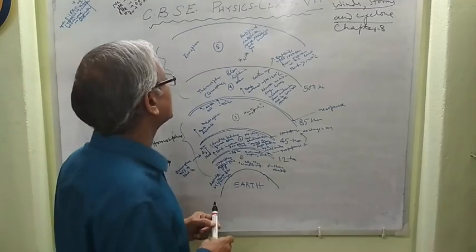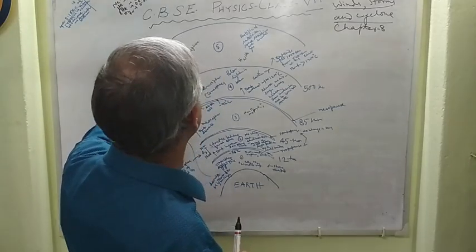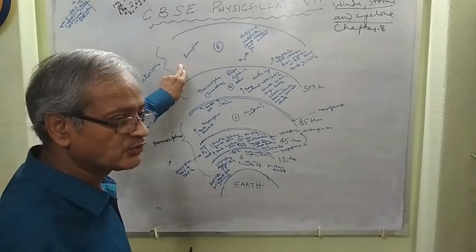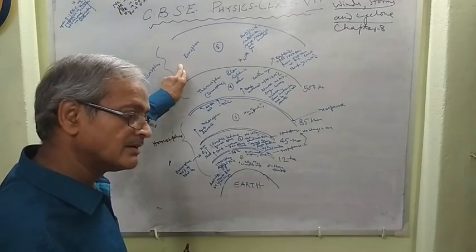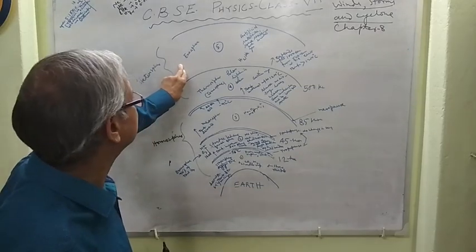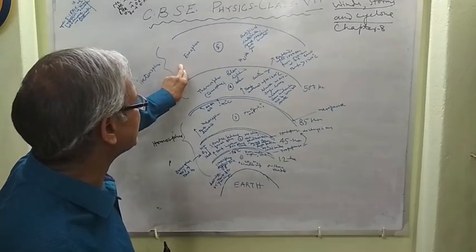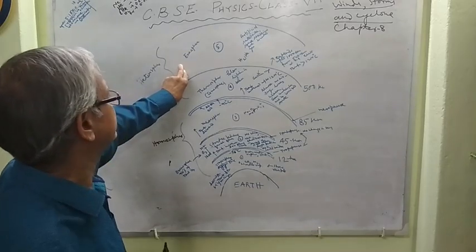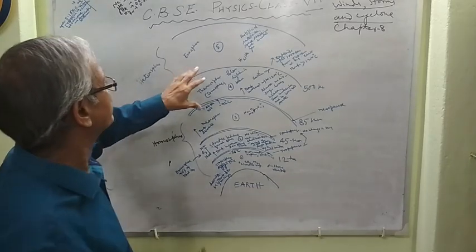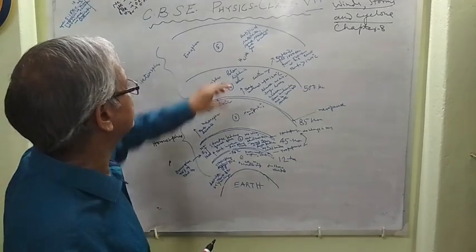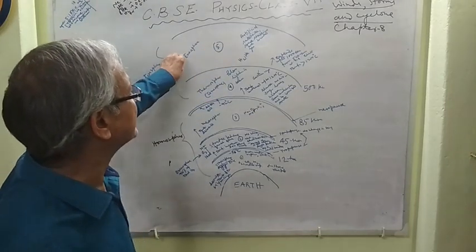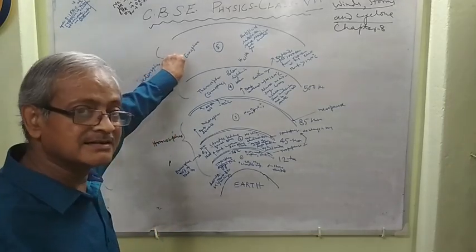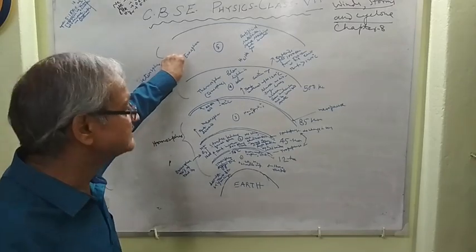Now, we have the last layer, the exosphere. The exosphere extends from 500 kilometers to about 1000 kilometers with respect to the earth. In this layer, some small amount of hydrogen and helium gases are present. In the exosphere, artificial satellites and space stations are located, right?